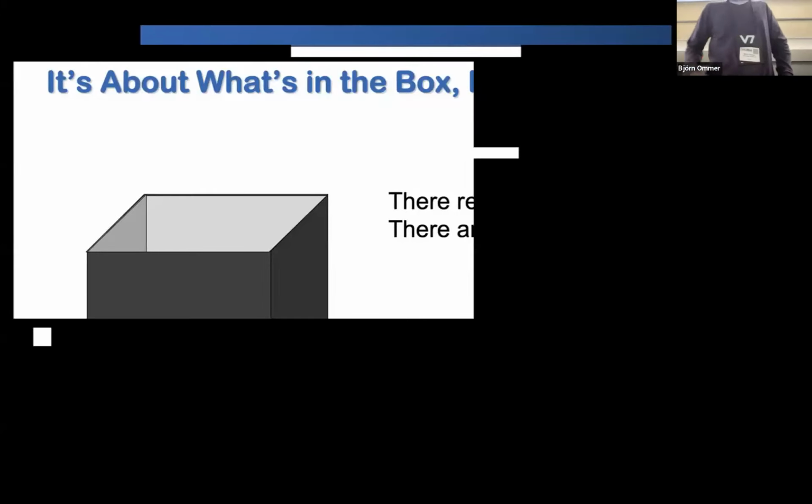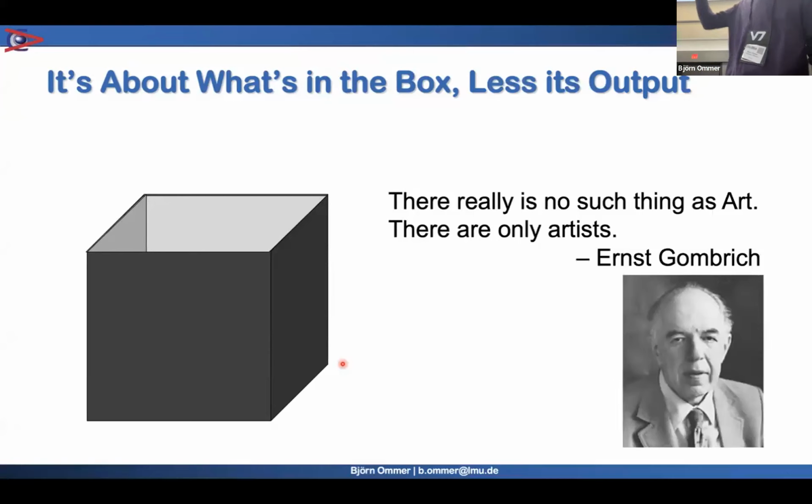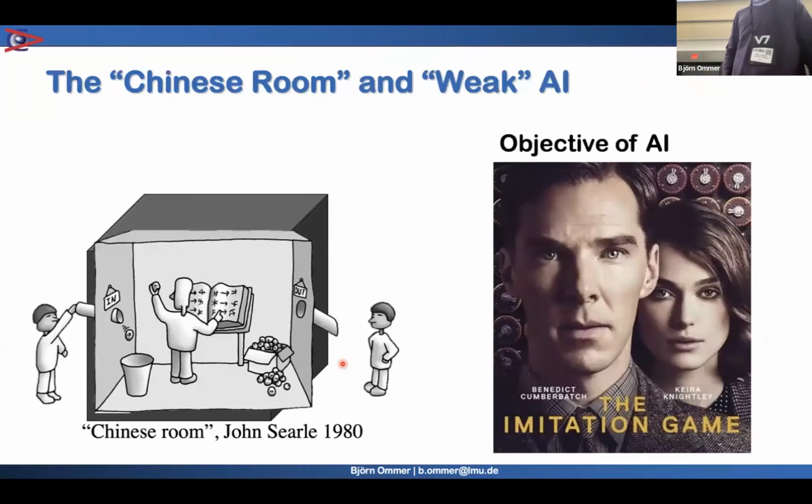Well, as Gombrich said, there is no such thing as art. He said there's only artists. So what really matters is what's in the box, not the output of that box. With that, we come to the Chinese room experiment, and would want to say, if this box there is our computer or an artist, we cannot from the output outside determine whether this thing has any understanding and with that any originality. Yeah, just by having somebody throwing Chinese letters in and then nice Chinese letters coming out.